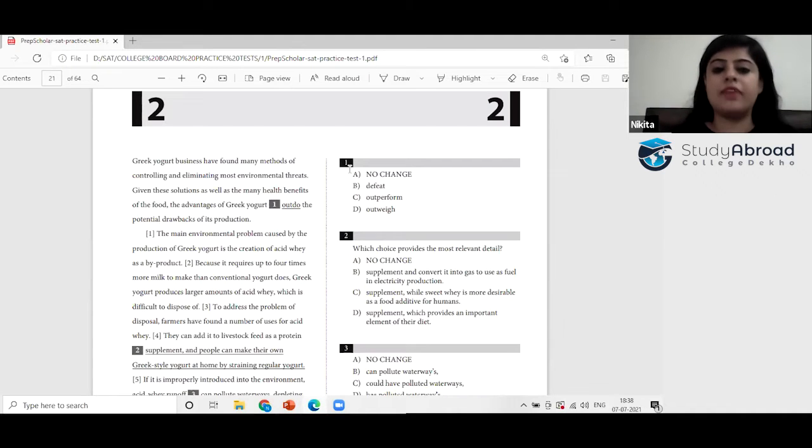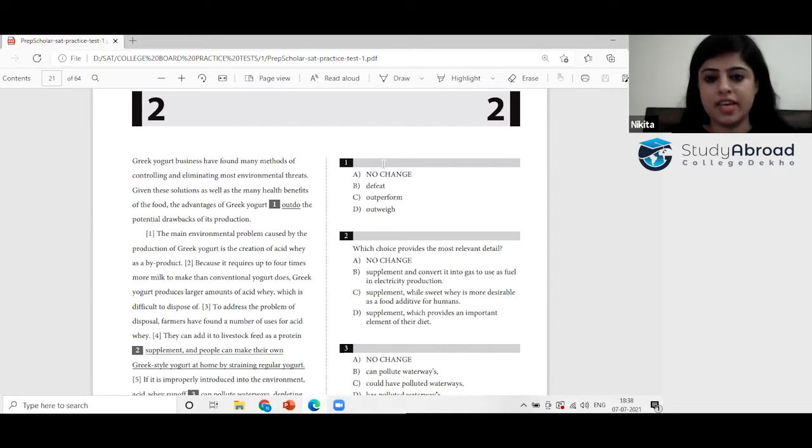First of all, I would like to tell you that there are a few questions which give us direction. Like you can have a look at question number 2. It says, which choice provides the most relevant detail. We are given direction over here about what we are supposed to do, but that direction is missing in question number 1.